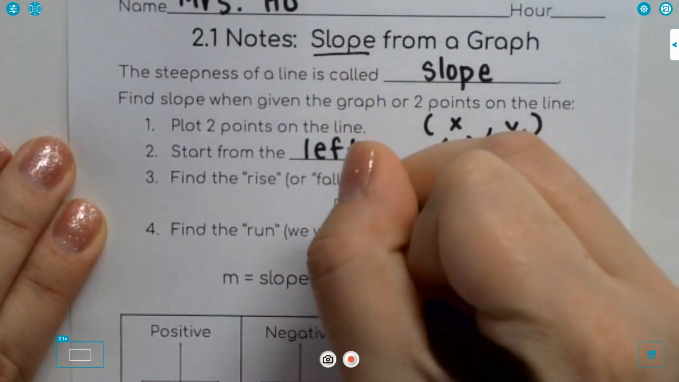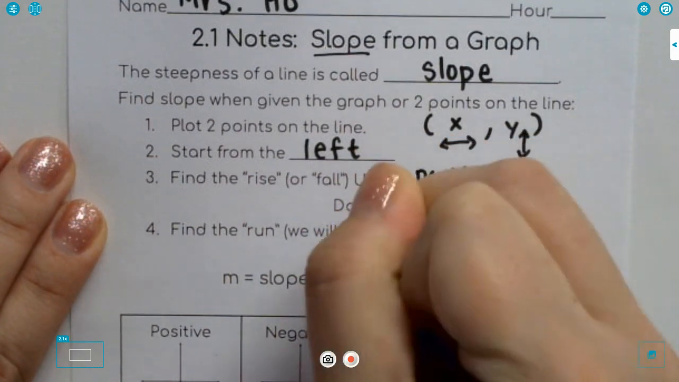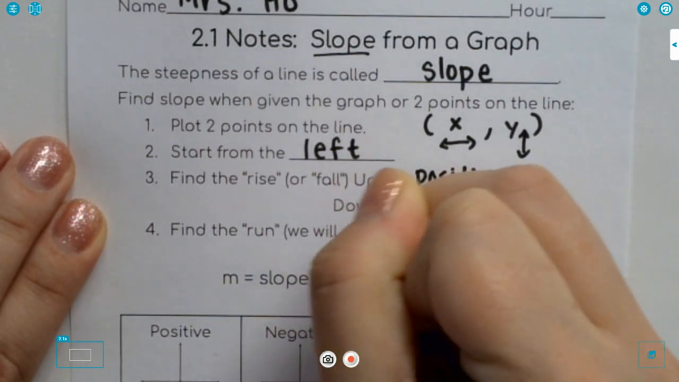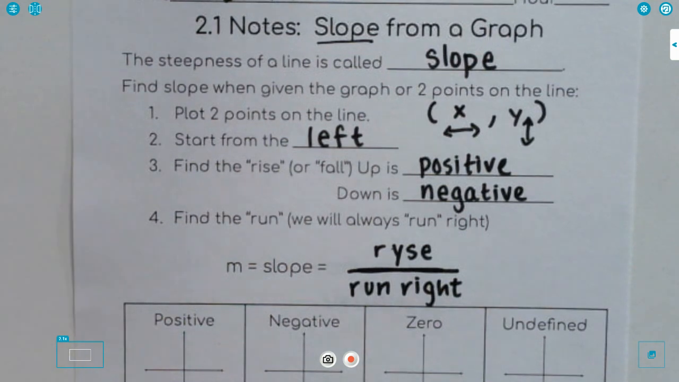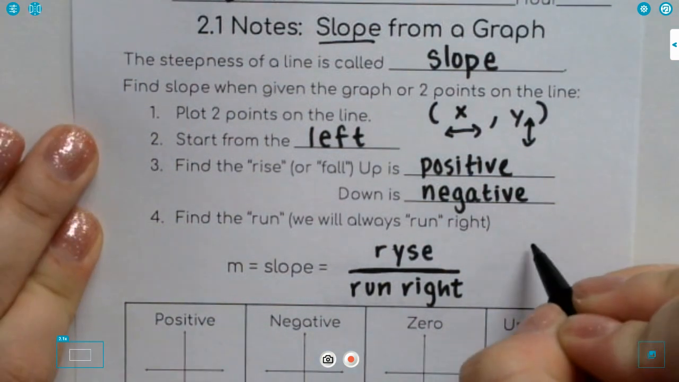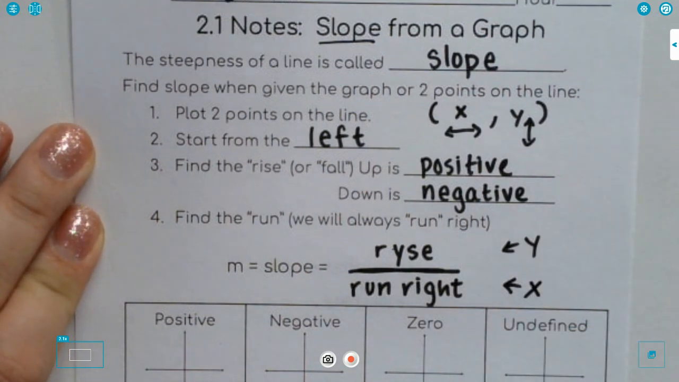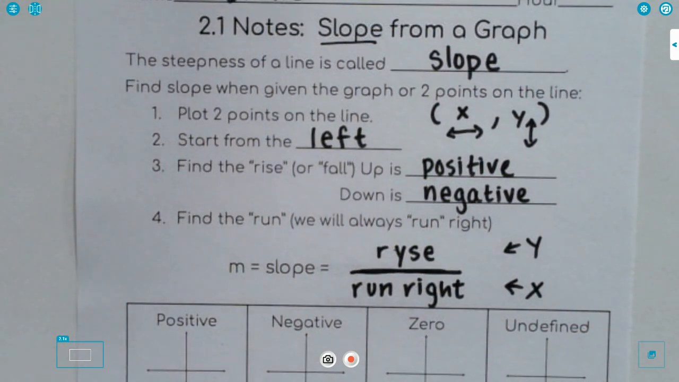When I write this, I'm going to spell the word rise wrong. I'm going to spell it with a Y. I'll tell you why. I'm actually going to put run right. So I'm going to put rise over run right. The reason why I spelled the word rise wrong when I write down the slope formula is it's a nice little reminder that our y's go on top. So our y's go on top and our x's go on bottom. Up and down is on top, rise. Left and right is on bottom.